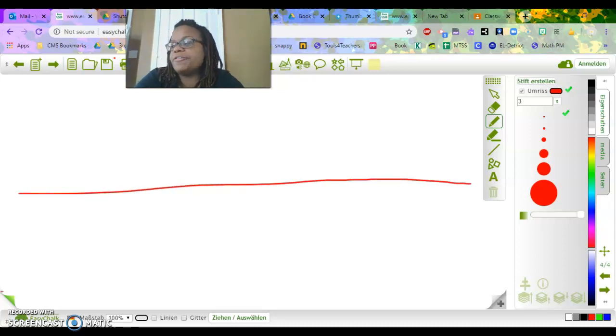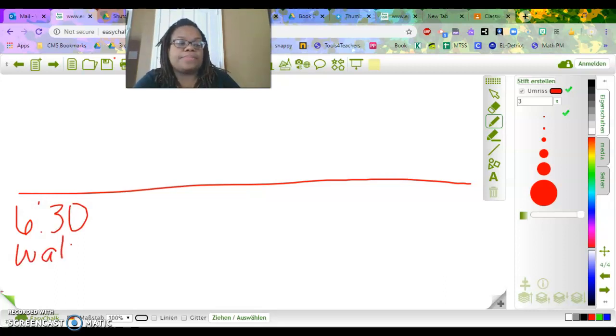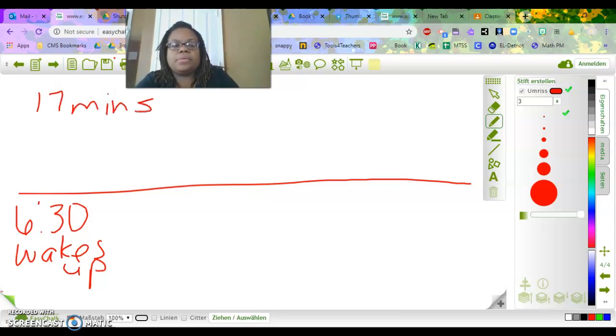And this one's a little bit different because it tells me what time Justice wakes up. She starts her routine at 6:30. That's when she wakes up. And then it tells me it takes her 17 minutes to get ready. My question is, well, what time is she going to be ready for school? So after she washes her face and brushes her teeth, eats her breakfast, does all the things that she needs to do in those 17 minutes, what time is she finished?